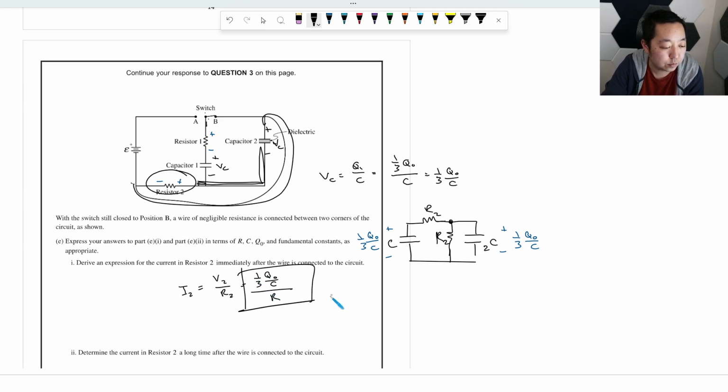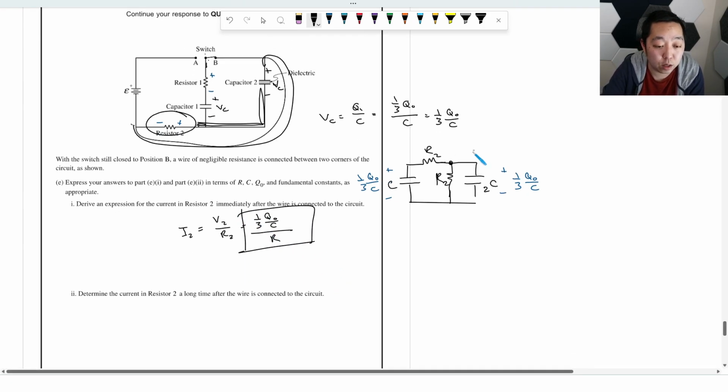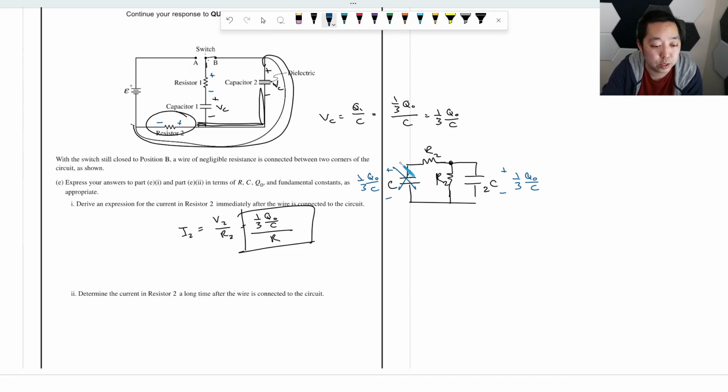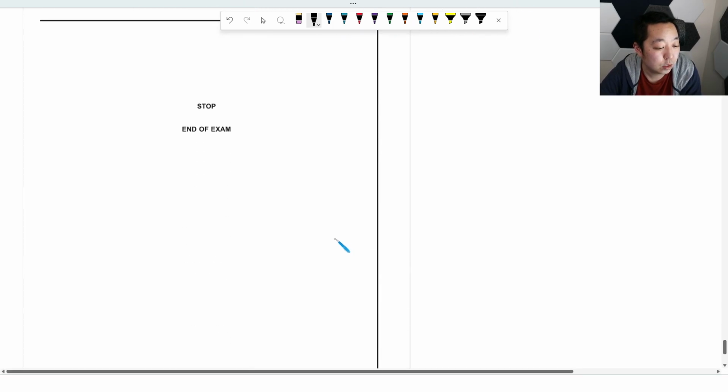Okay. Determine now, if you wait a long enough time, there's no current that flows into here. So there's no current through here. There's no current through here. If there's current through here, where's it going to go? It's not going to go anywhere. So then the current is going to be 0. To determine the current, I is equal to 0. There's nowhere for the current to go at that point. And that's the end.